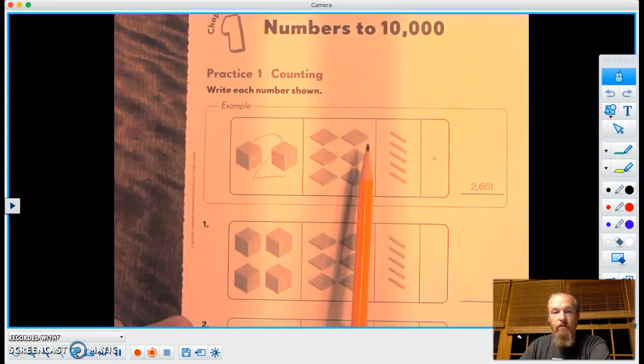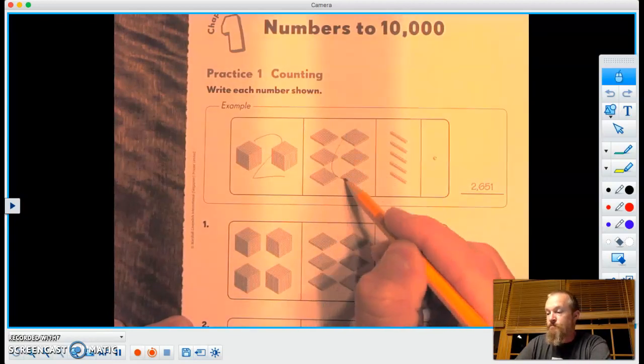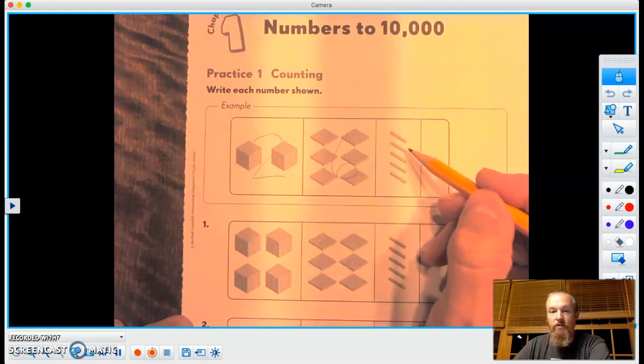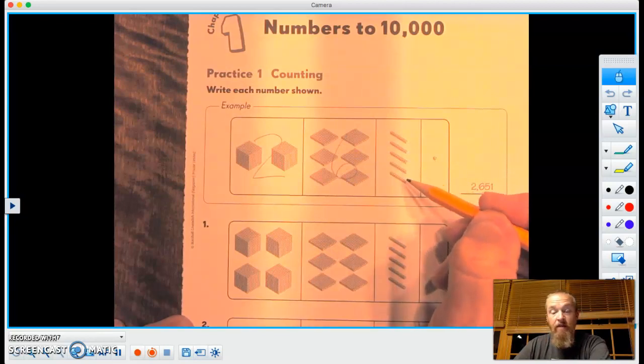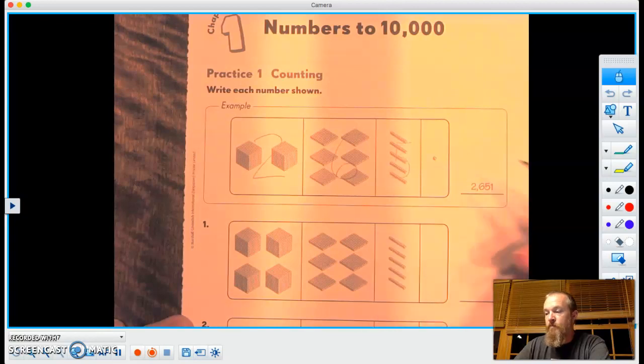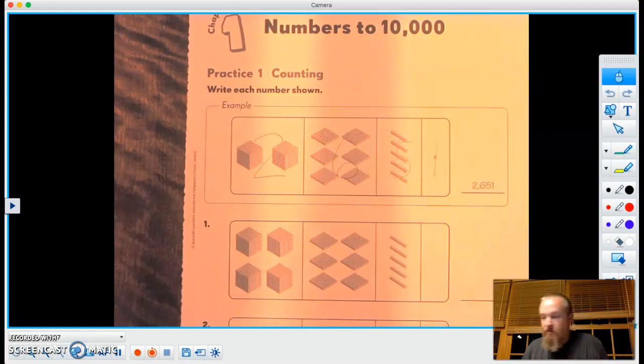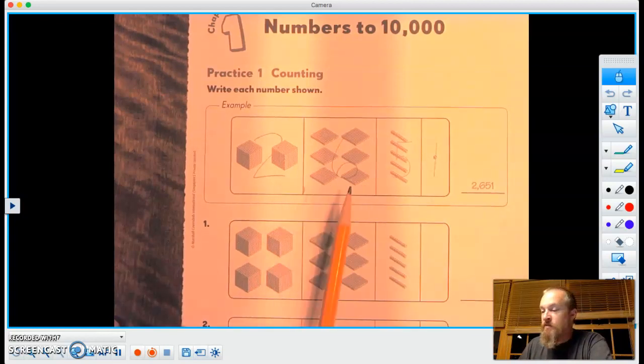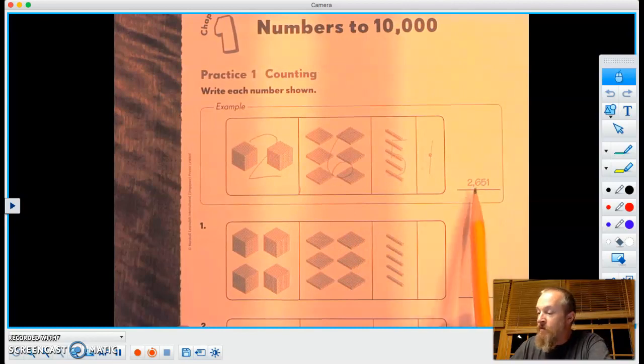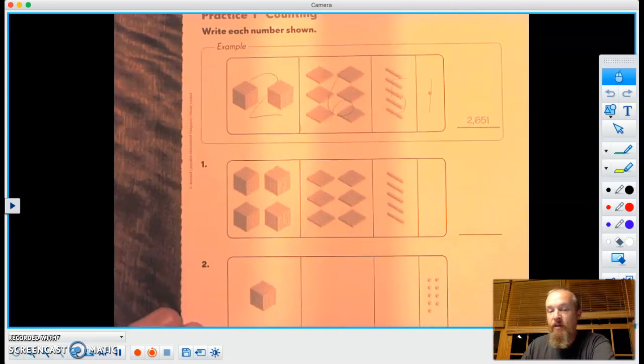1, 2, 3, 4, 5, 6. 1, 2, 3, 4, 5. 1. Now I kind of want to just show you something. The reason I did this was I wanted to have the 2, 6, 5, and 1 because I wanted to match my 2, my 6, my 5, and my 1. So let's do the same thing here.